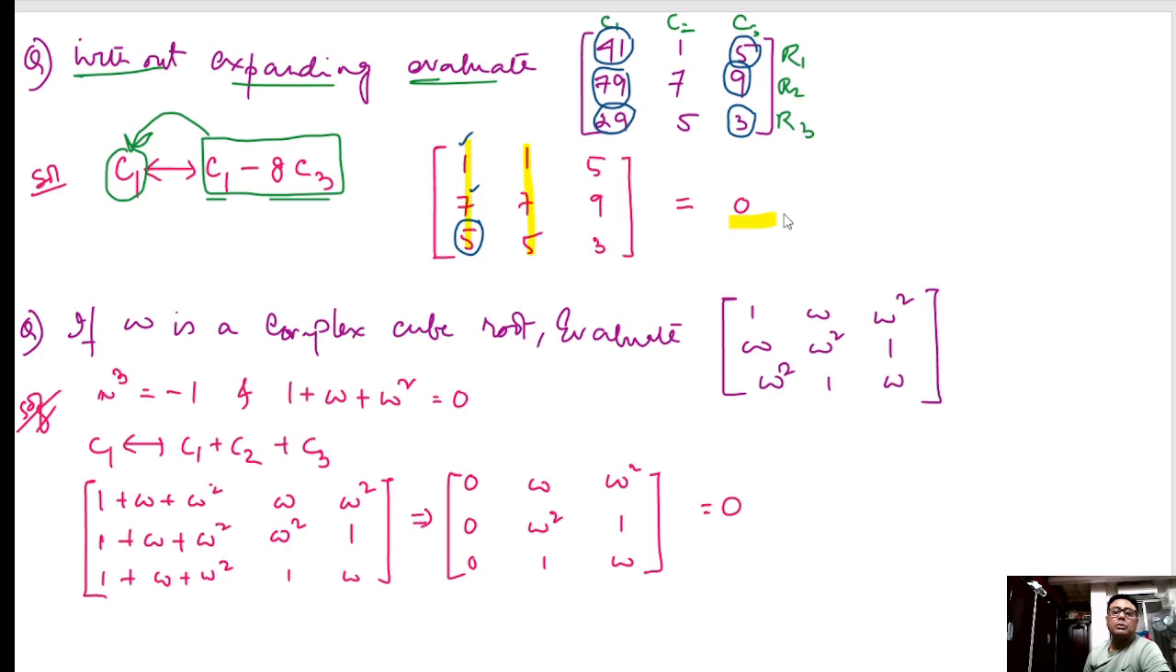So see, without expanding, we don't have to expand the whole determinant. We have to use some properties to calculate them. Let's see some more.